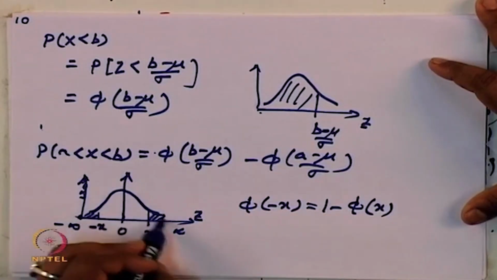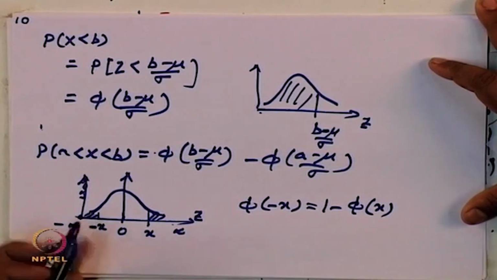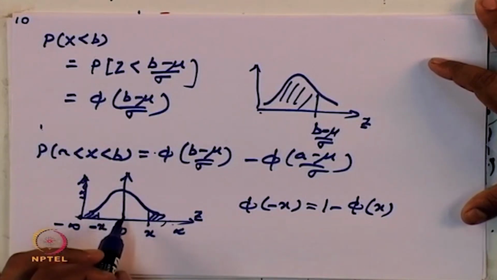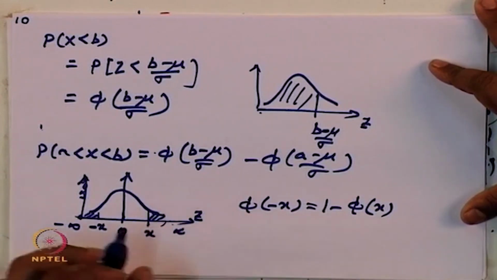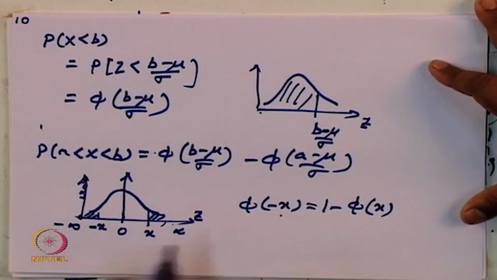The whole area is unity, the entire integration will return a value of unity, and this area is nothing but the whole area minus this area, and this comes because of symmetry. So, by looking up these phi values, I can find out the probability for any particular range of x.